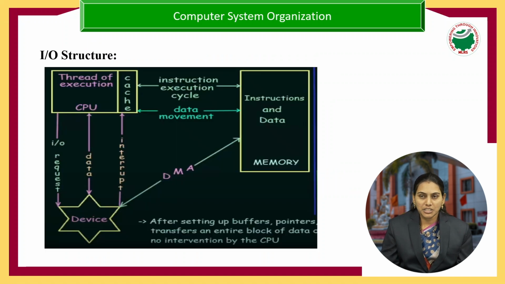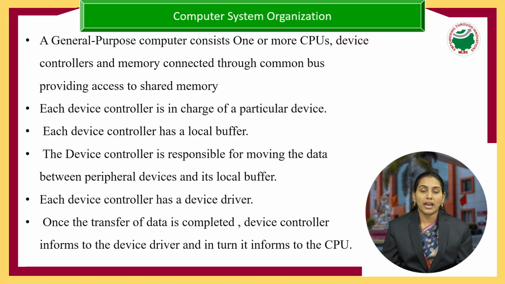So in computer system organization, the next concept is IO structure. We know any general purpose computer consists of one or more CPUs and device controllers connected through a common bus, providing access to the memory. Each device controller is in charge of a particular device and has a local buffer. The device controller is responsible for moving data between peripheral devices and its local buffer. Each device controller has a device driver. Once the transfer of data is completed, the device controller informs the device driver, and in turn it informs the CPU.